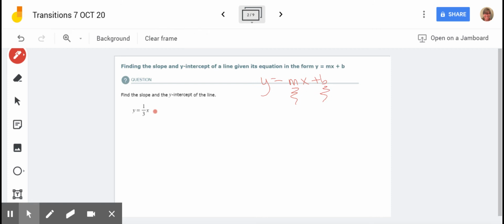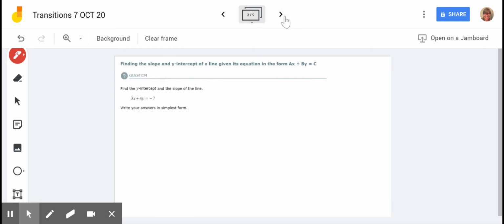And right here, there's no b, which means it's 0. So m is equal to 1/3. The slope is m. It's not x. X is x. So when they ask you for the slope, never include the x. Doesn't belong there. So m is 1/3, b is 0.